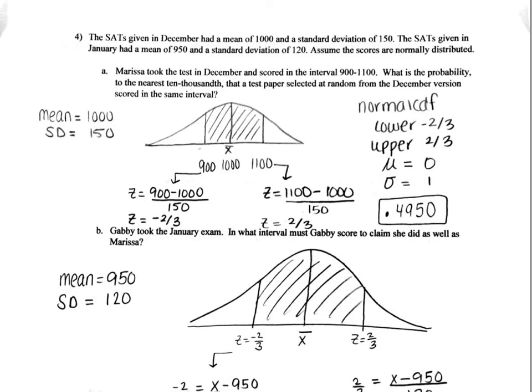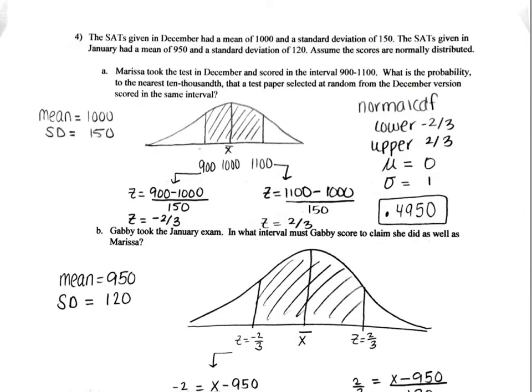The SATs given in December had a mean of 1,000 and a standard deviation of 150. The SATs given in January had a mean of 950 and a standard deviation of 120. Assume the scores are normally distributed. Marissa took the test in December and scored in the interval 900 to 1100. What is the probability, to the nearest 10,000th, or 4 decimal places, that a test paper selected at random from the December version scored in the same interval?